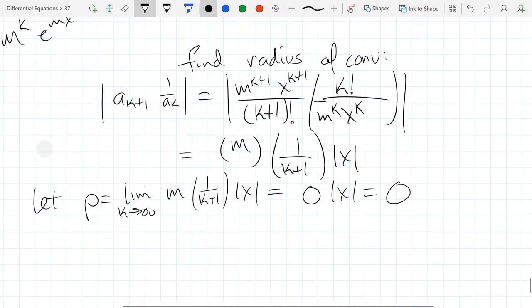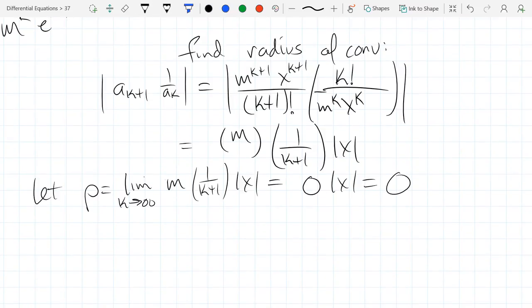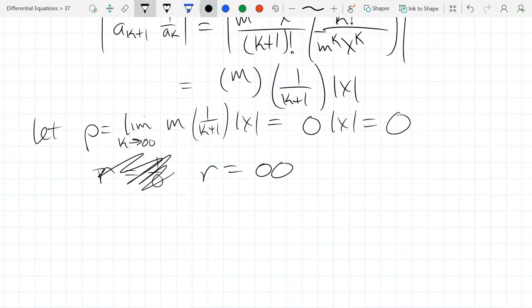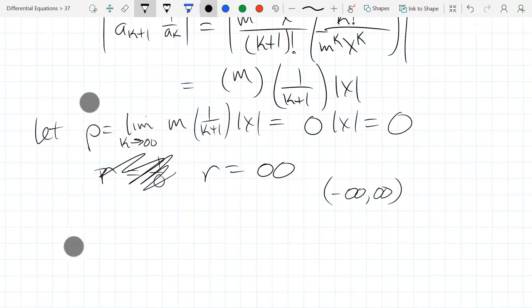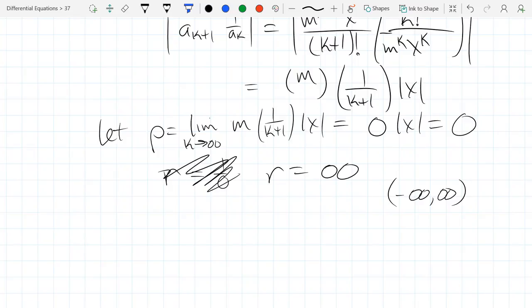So when you get your rho equals 0, what that really means is your radius is infinitely large. Doesn't matter what x you choose, you're going to get 0 out for this. So you can also think of this as the reciprocal of rho, which is 1 over 0. But this really means the radius is infinity. And so our interval is all real numbers.